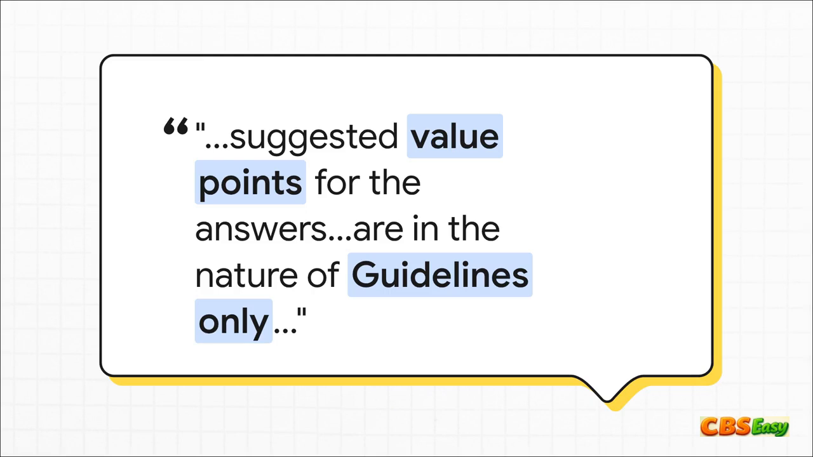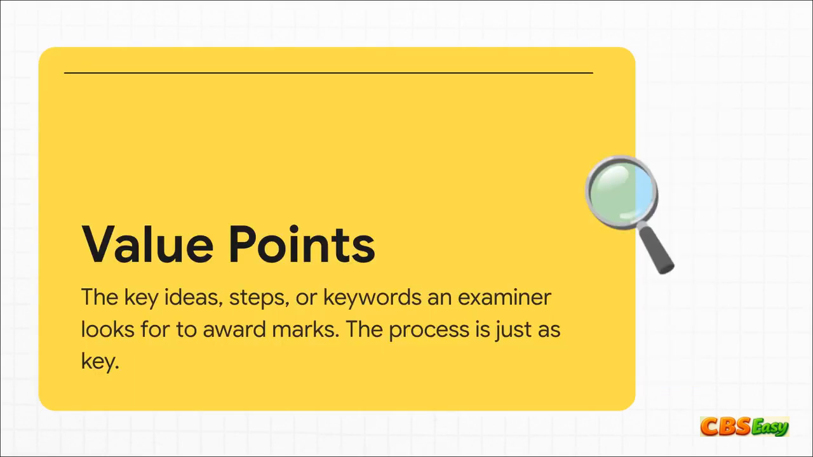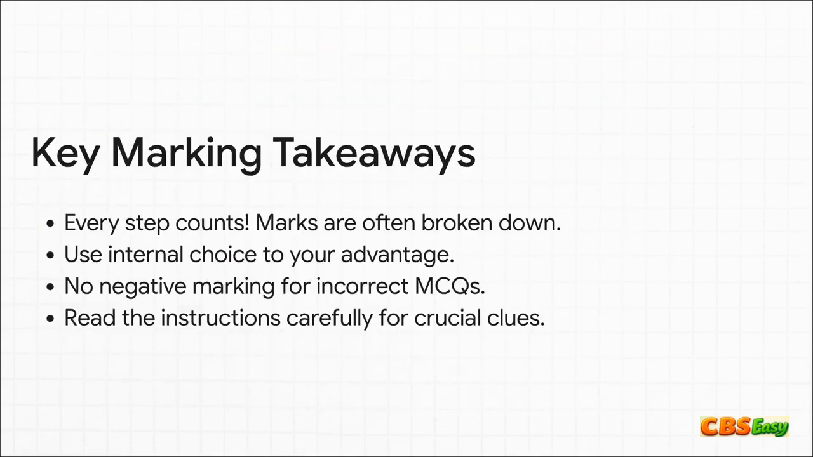Well, check this out. This is a direct quote from an official CBSE marking scheme. And those 2 words right there, value points, are the key. It says they're just suggested guidelines. This is a massive clue that it's not about one single correct answer. It's about hitting several key points along the way. So, what in the world are value points? Think of them like a checklist the examiner has. They are the key ideas, the steps in your math problem, or the specific key words they're looking for. Every time you hit one, you get a piece of the mark for that question. This means the journey is often just as important as the destination.